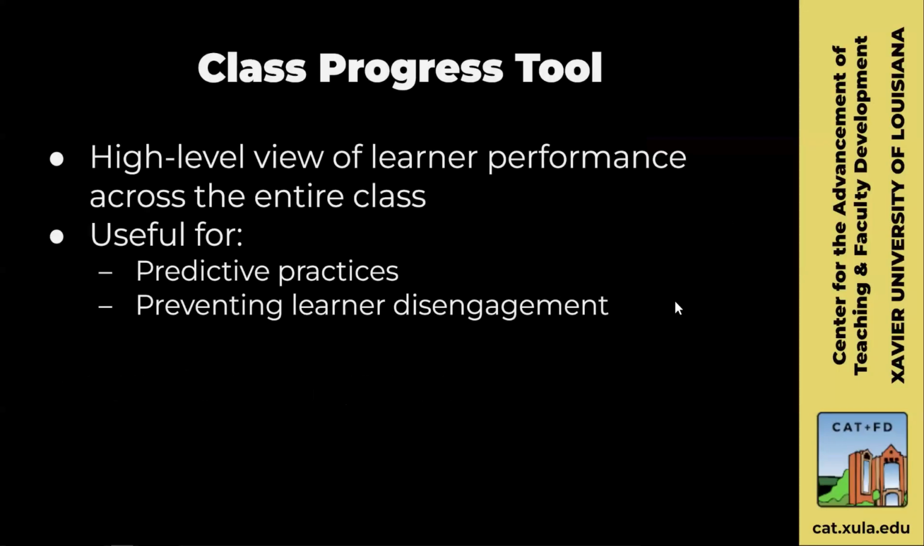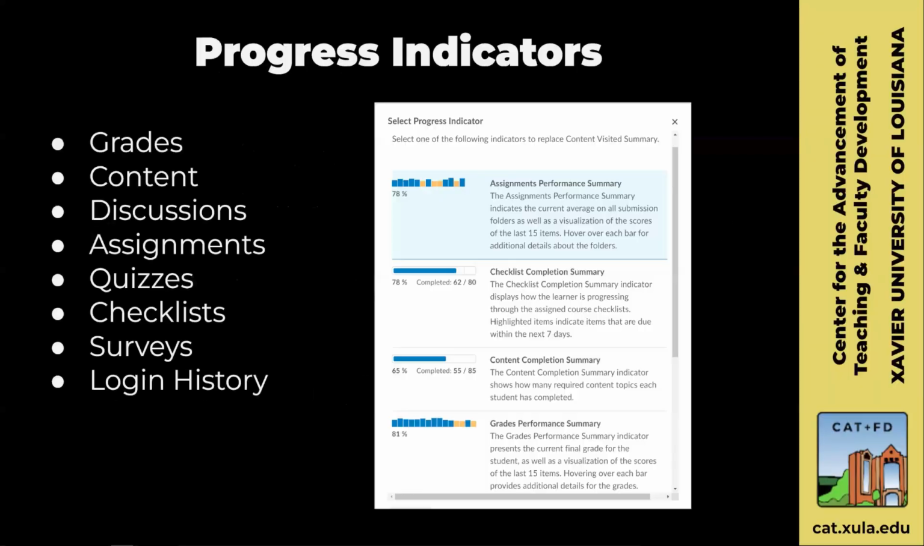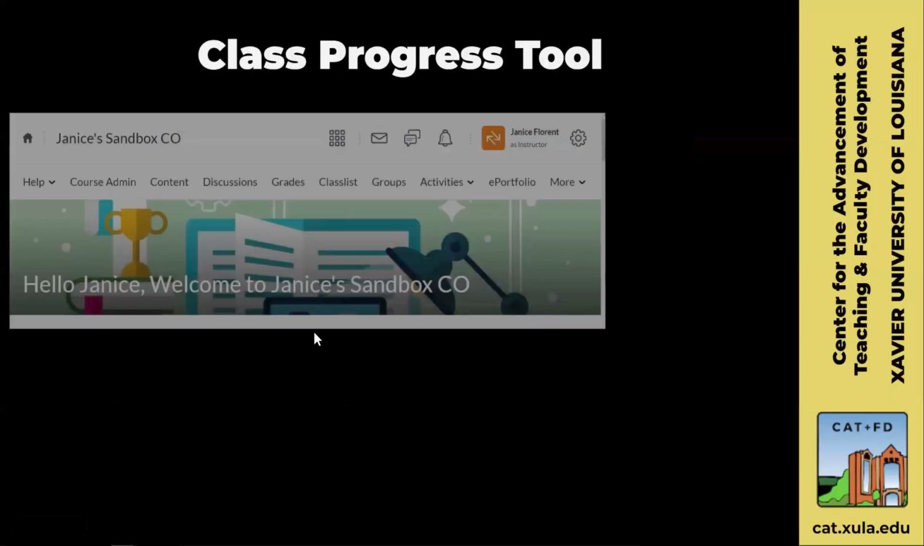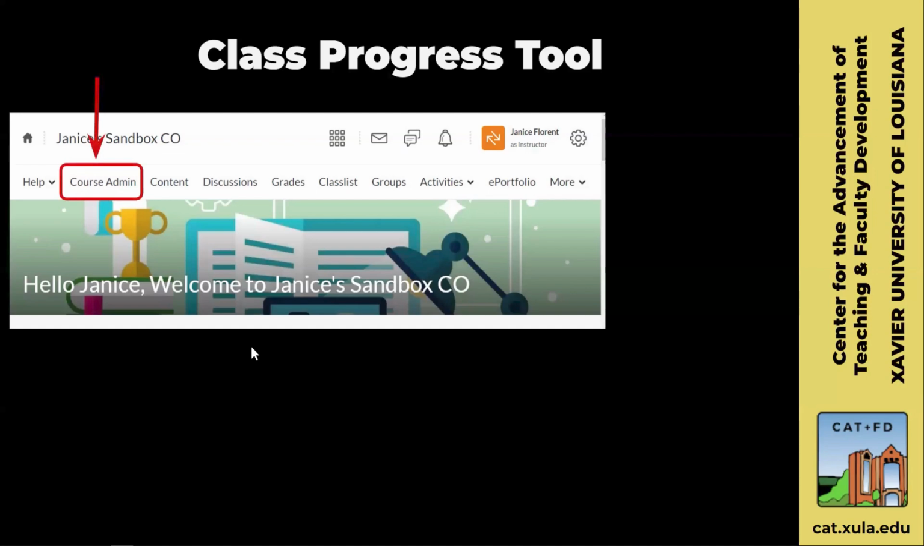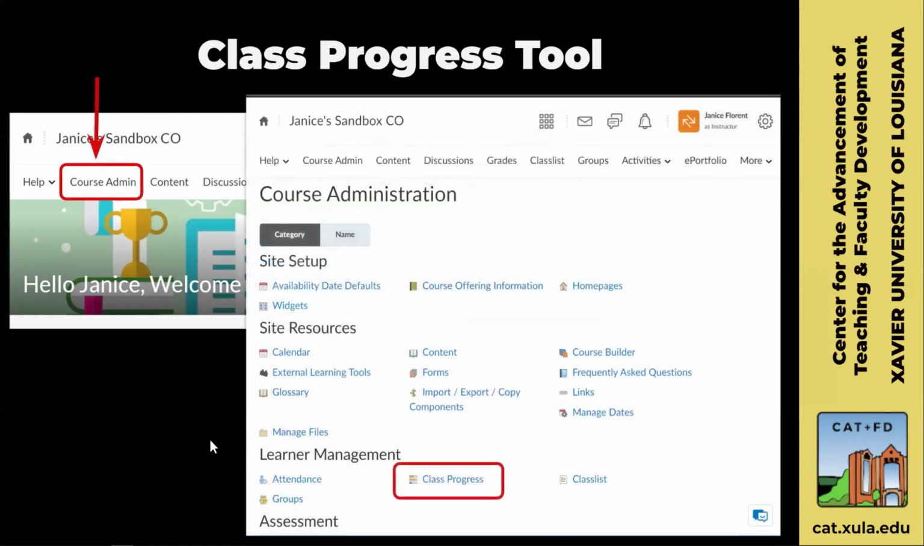The next thing I want to talk about is class and user progress. And with this, you get a high-level view of the learner performance across the entire class. So this is useful for predictive practices and also for preventing learner disengagement. And with the class progress, you have these different progress indicators that you can look at, that you can use. And to get to the class progress tool, you go to course admin and then class progress.